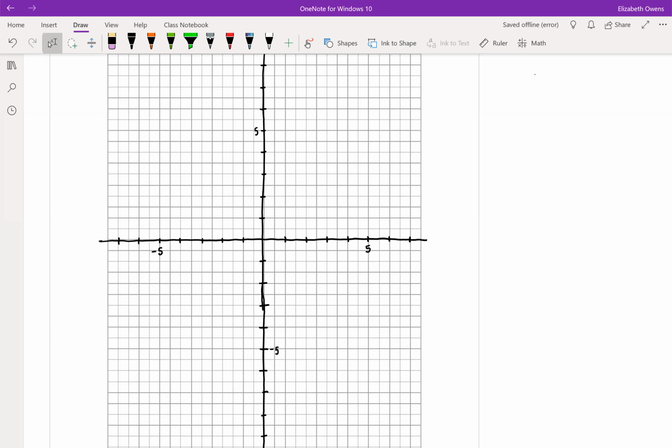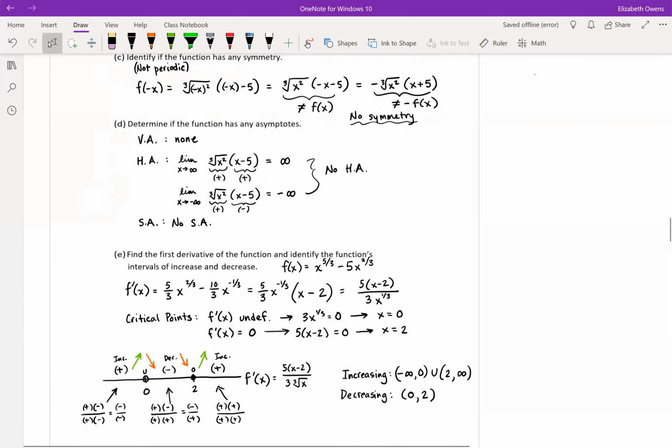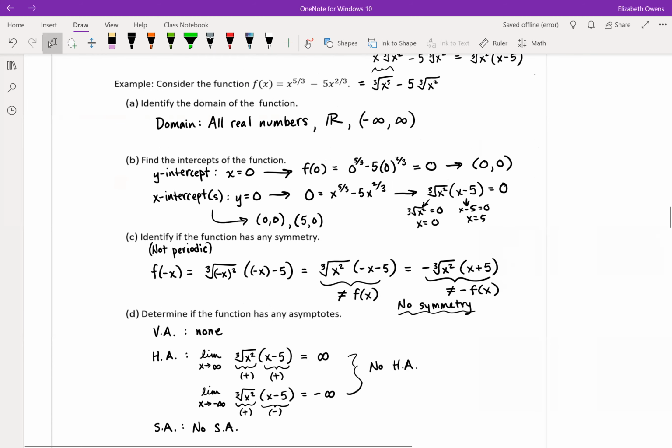Okay, so let's see what we've got. All the way back up to the top. Okay, so first things first, the domain was all real numbers. So that just tells us that we shouldn't have any places where the function is undefined. Like there's not going to be any holes in this graph that don't have a value. The function will actually be defined at all of the points.